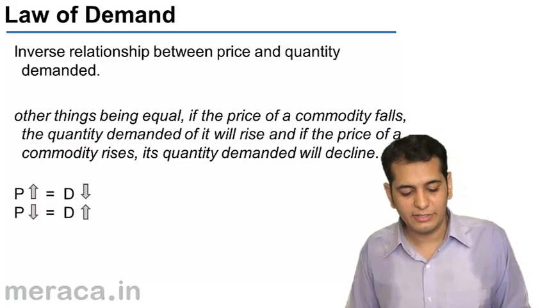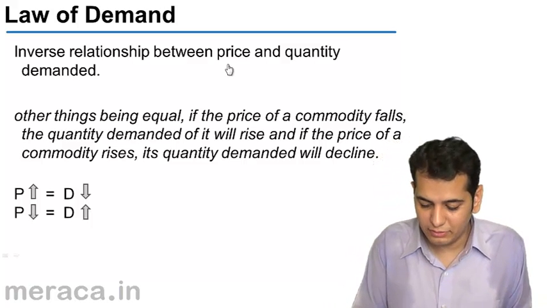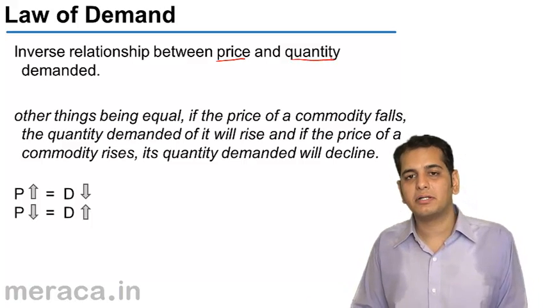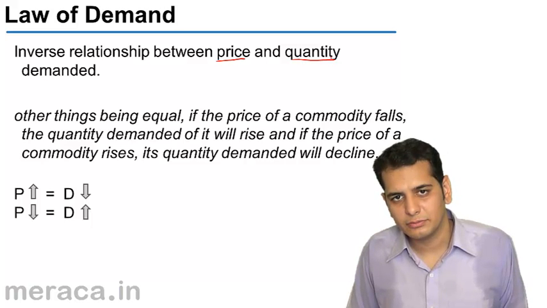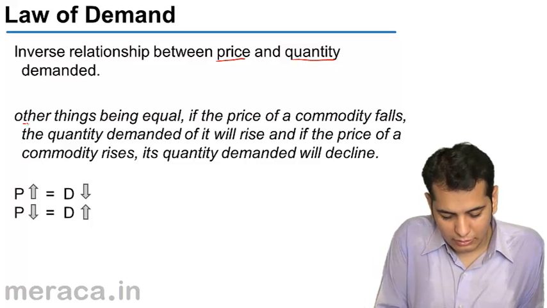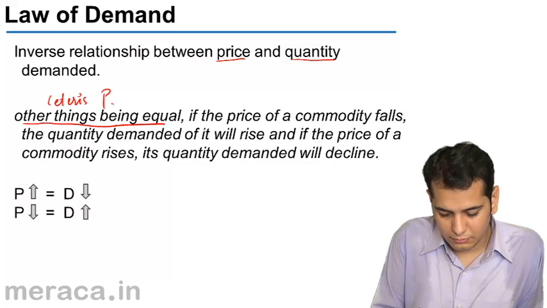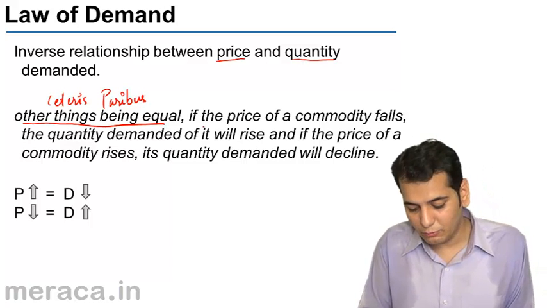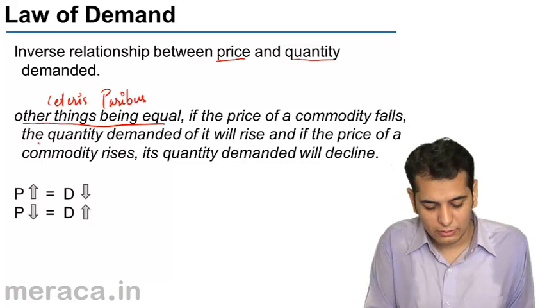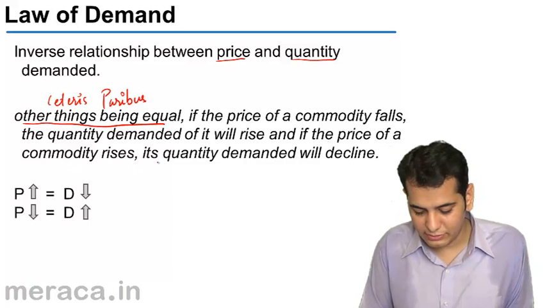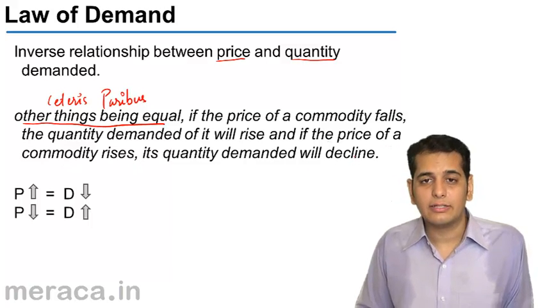The law of demand says that there is an inverse relation between the price of a commodity and the quantity demanded of that commodity. Other things being equal, that is, ceteris paribus, if the price of a commodity falls, the quantity demanded of it will rise. And if the price of a commodity rises, the quantity demanded will decline.